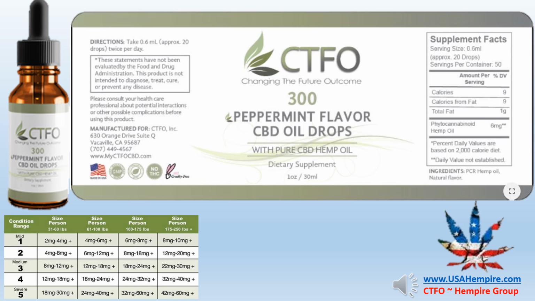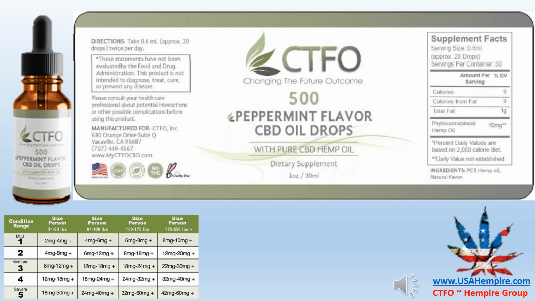So now we're going to take a look at the 500. And here on the 500, we see all the same stuff. It's a 1 ounce bottle, which is a 30 milliliter bottle. It's 0.6 milliliters per serving, which is approximately 20 drops, which is about half of a dropper. There are 50 servings per container. And then as we go down, we see the phytocannabinoid hemp oil is 10 milligrams per serving.